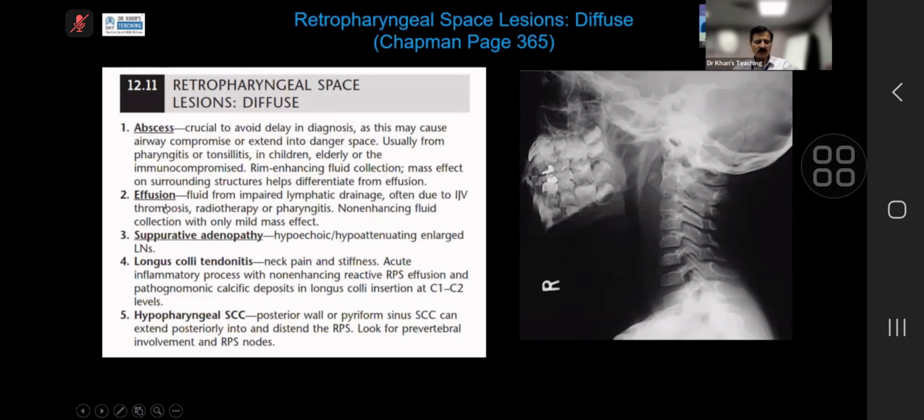And I've seen quite a few cases in which we overcalled it. And then the clinicians came back to us. We call it an abscess. At times you will see an abscess without any enhancement, by the way, in the retropharyngeal space. So we called it an abscess, and they said, oh, the patient is absolutely fine. And the answer is this. So there is an entity, we call it effusion, and it can be due to lymphatic drainage, impaired lymphatic drainage and all of these causes.